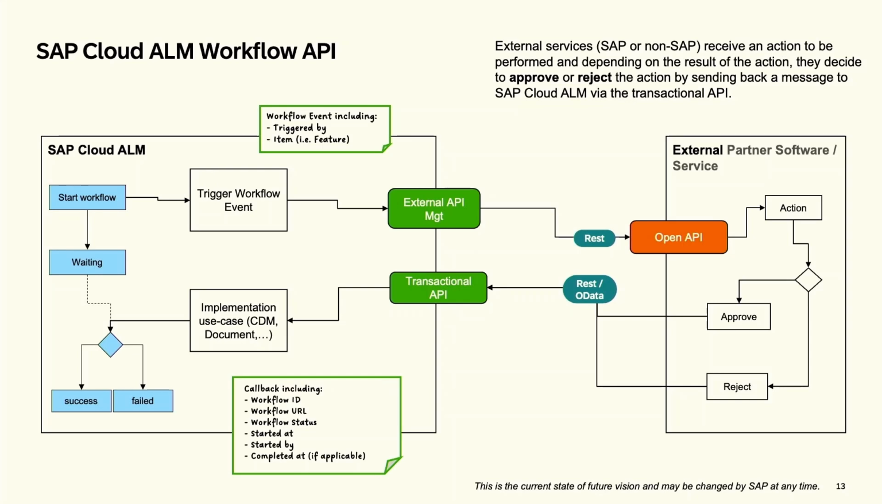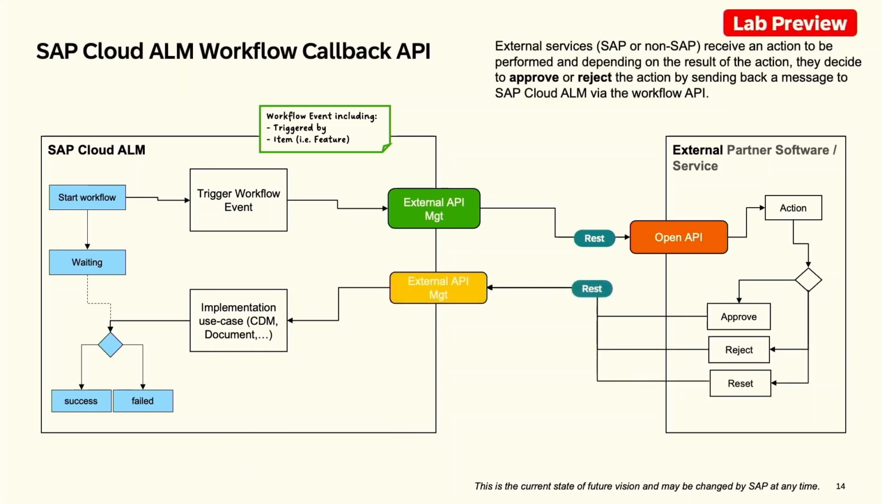So that means if you have one or two approvers on the external systems, they will be notified by the external systems, then they approve or reject. And they use the transactional API to update back the status in SAP Cloud ALM.